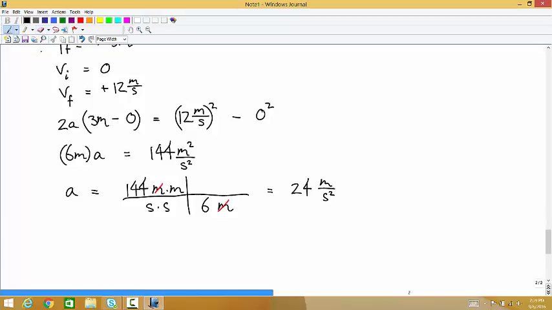And it came out positive. Does the positive make sense? How do you know that makes sense? The velocity is positive. He's moving in the positive direction. He's speeding up, so the acceleration has to be the same direction as the velocity.